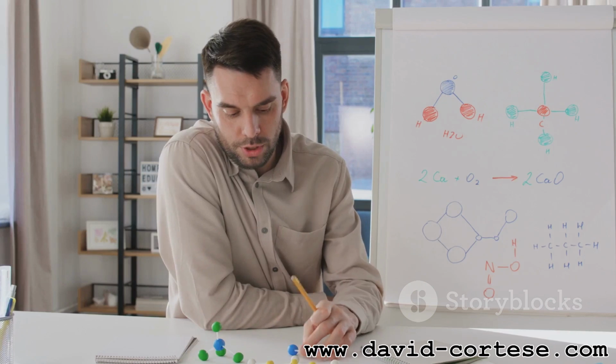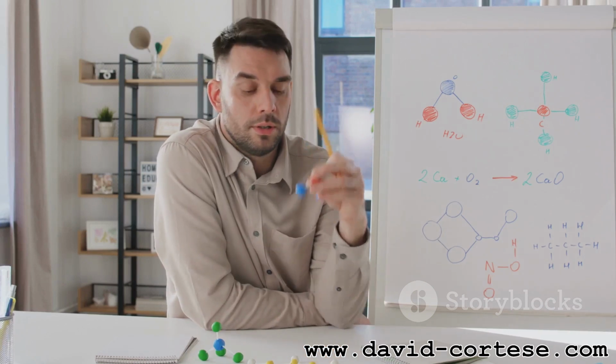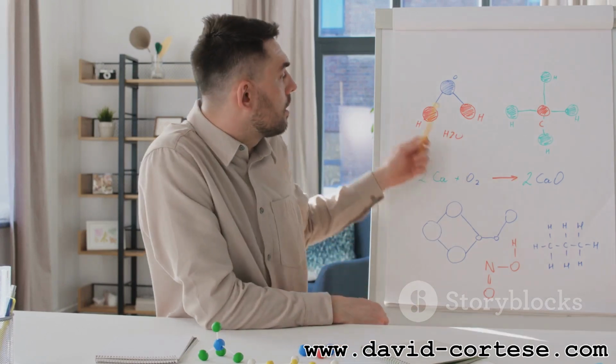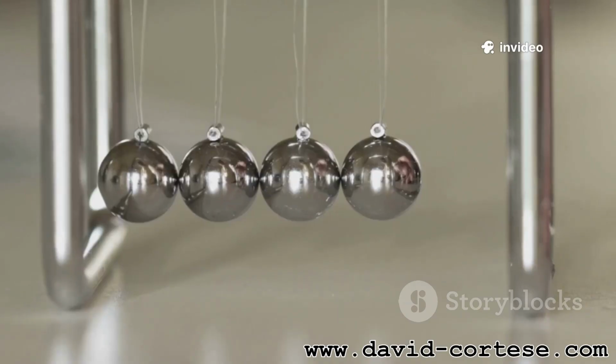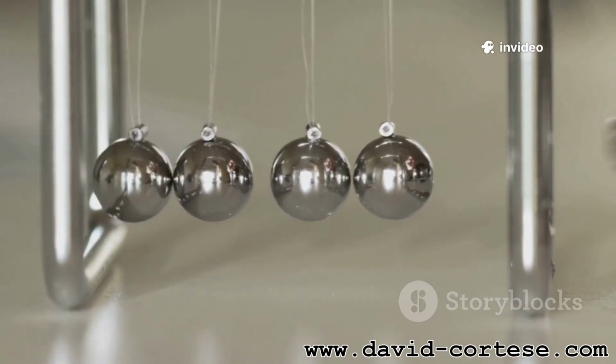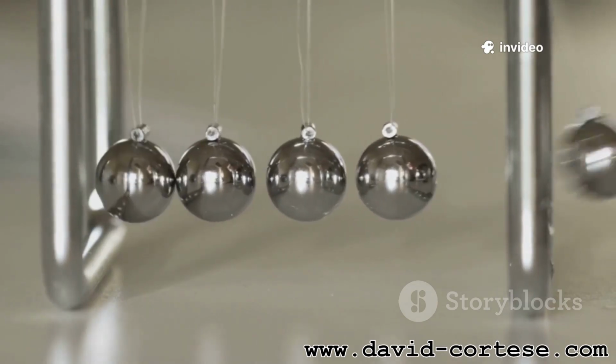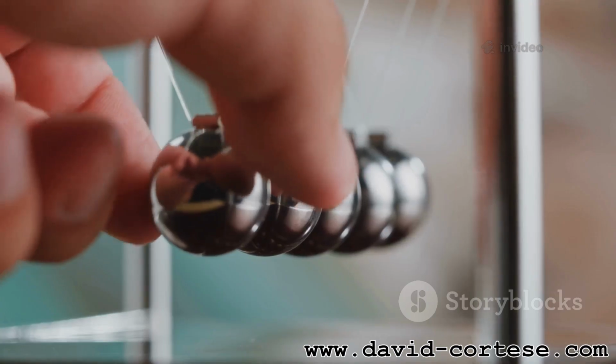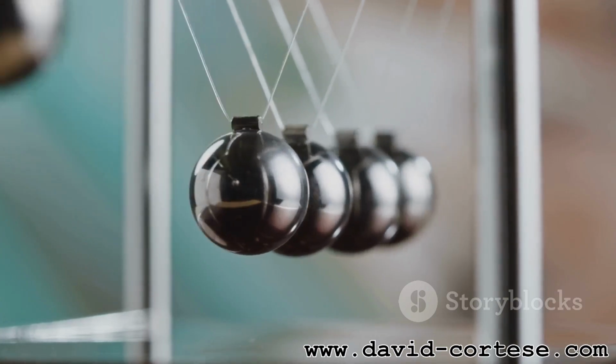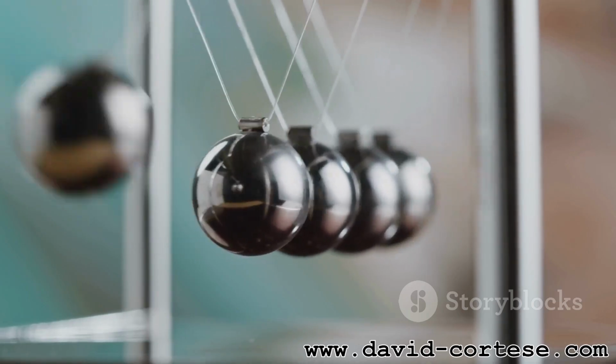The term centripetal comes from Latin roots, meaning center-seeking. This perfectly describes the nature of the force. It always pulls toward the center of the circle, constantly redirecting the object's motion. Without this inward pull, the object would simply continue in a straight line, obeying Newton's first law of motion.